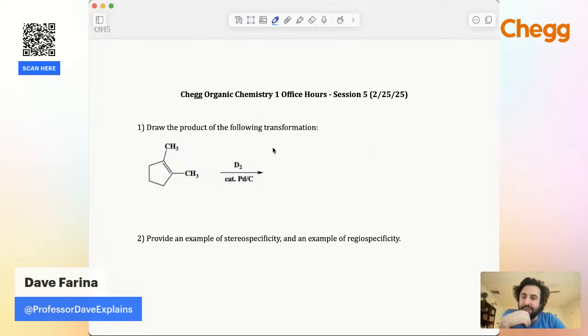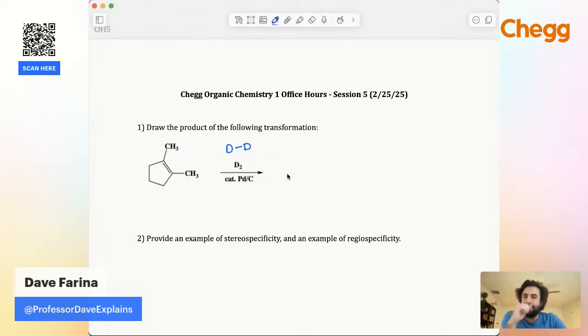So this first one here says draw the product of the following transformation. We have this cycloalkene. We've got these two methyl groups right there, and then we're reacting with D2 over a catalytic palladium surface. And so what is D, right? We know that's not on the periodic table. What is D? Well, D stands for deuterium, which is an isotope of hydrogen. So it's a heavier version of hydrogen. It's got a neutron in there. And so D2, right? It's basically H2, but we're looking at deuterons instead of protium, which would be the more common isotope with just a proton in the nucleus.